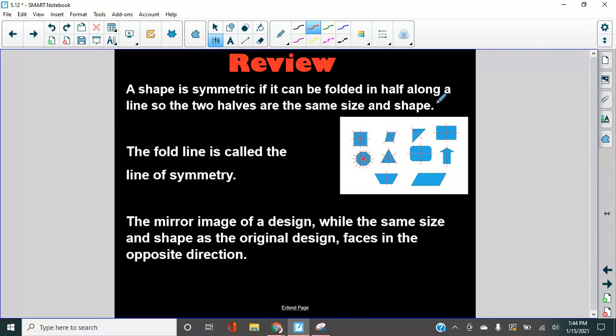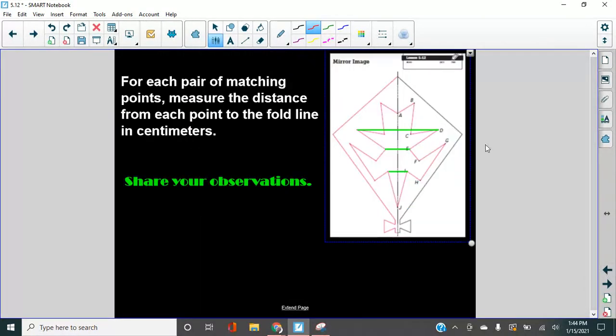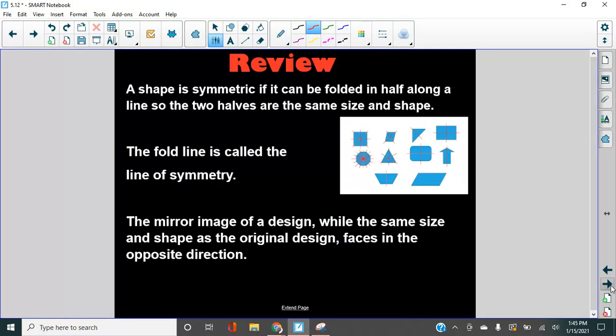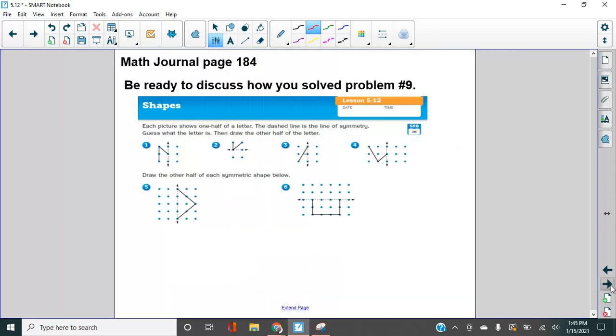The fold line is called the line of symmetry. And the mirror image of the design, which is what we were making here, here was our first design, and here was its mirror image, is the same as the original design, but it faces in a different direction.